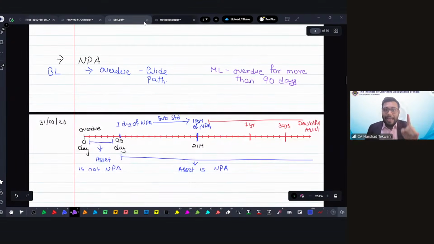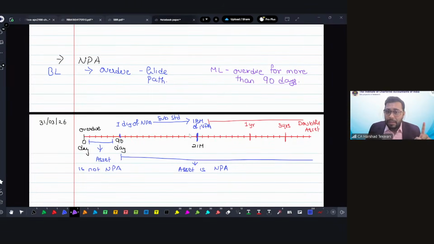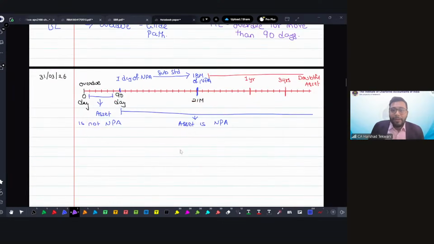Now, if you are standing as per the glide path, if you are standing in the base layer in March 25, then that will be 120 days. It will be different for middle layer. But if you are standing on March 26, the middle layer NPA criteria and the base layer NPA criteria are same, 90 days. That's why I took the example of March 26, because now this will be applicable for middle layer plus base layer. But yes, this 18 months has now been changed to 12 months.